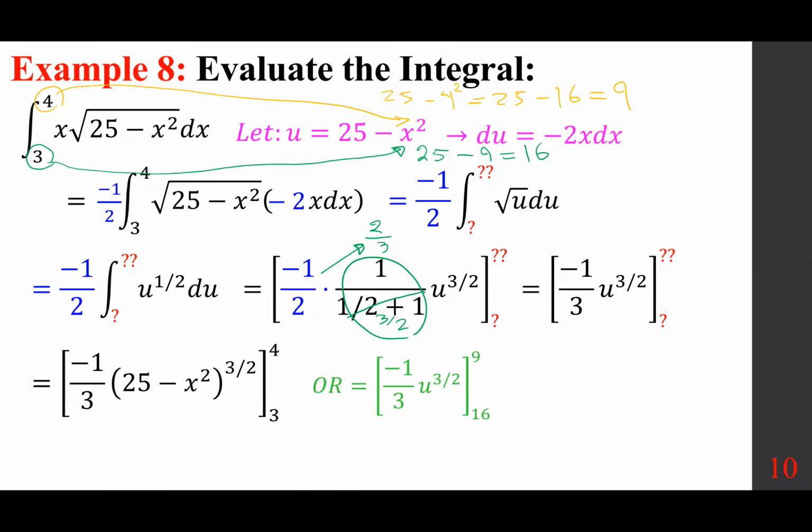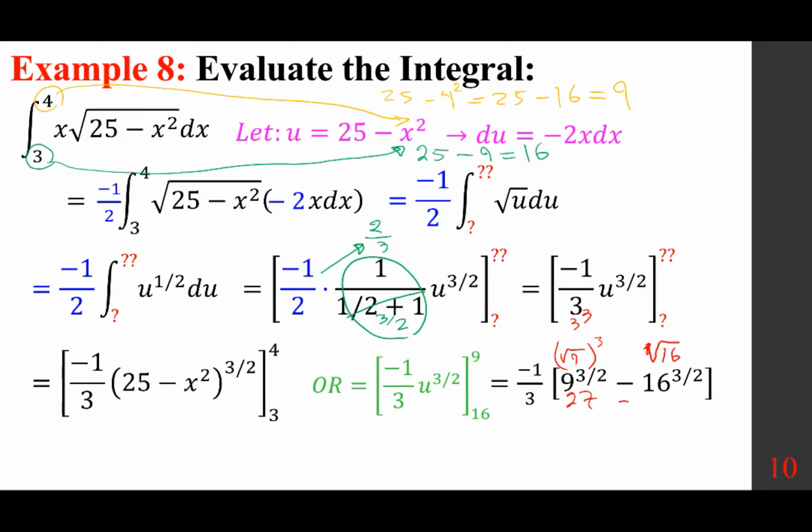So keep the negative 1/3 out, plug in 9 and 16 in the following manner. So this is square root of 9 cubed, which means 3 cubed, 27. This is square root of 16 cubed, which means 4 cubed, which is 64, minus 37 times minus 1/3. Positive 37/3.